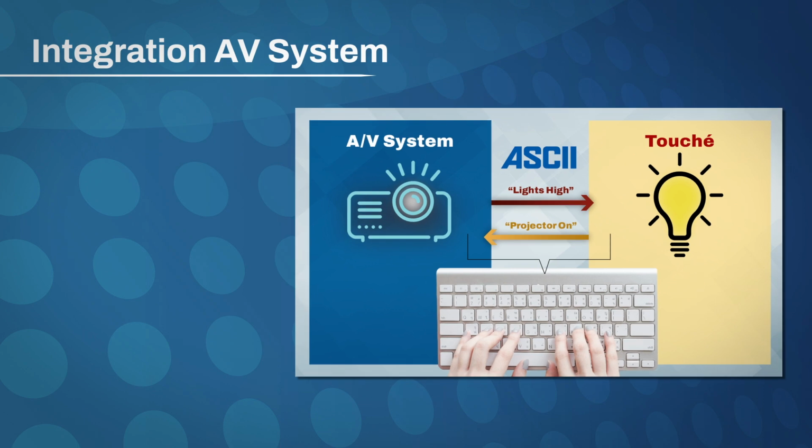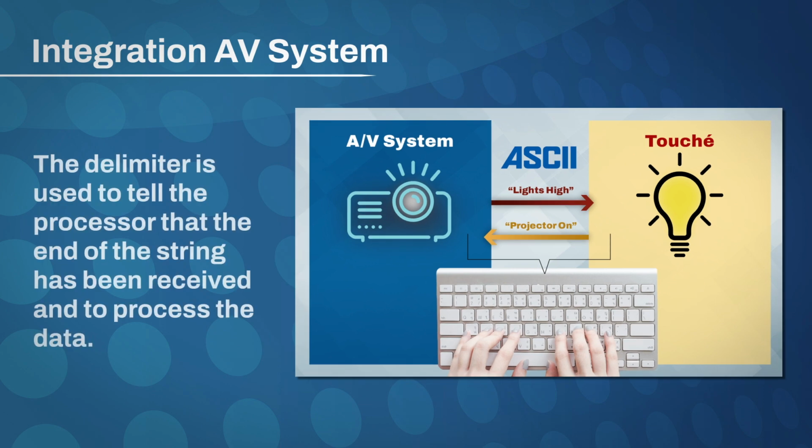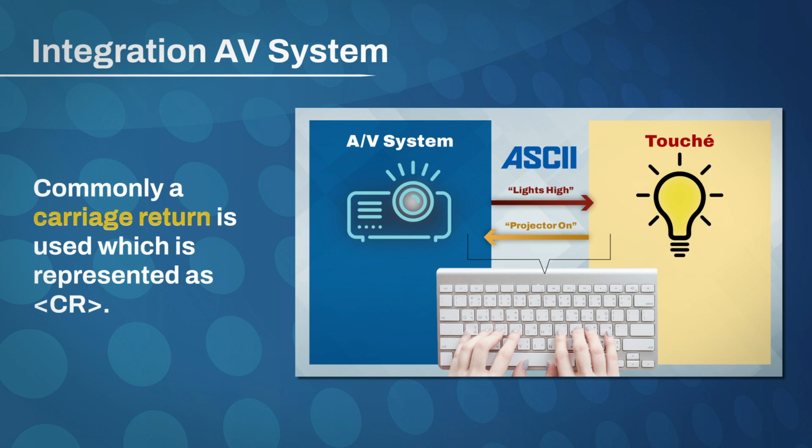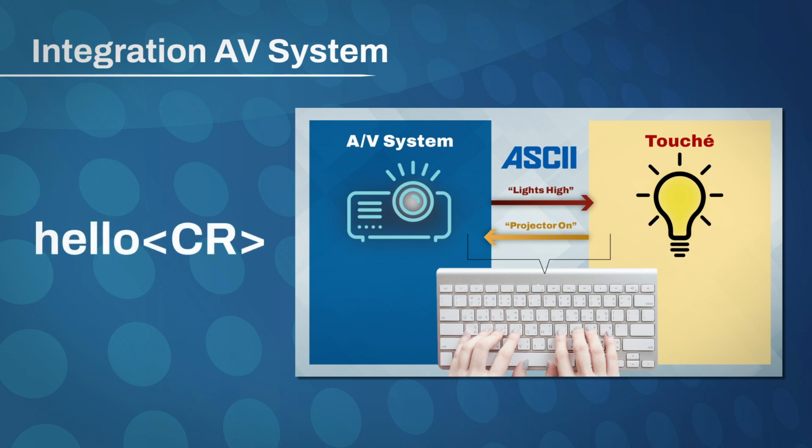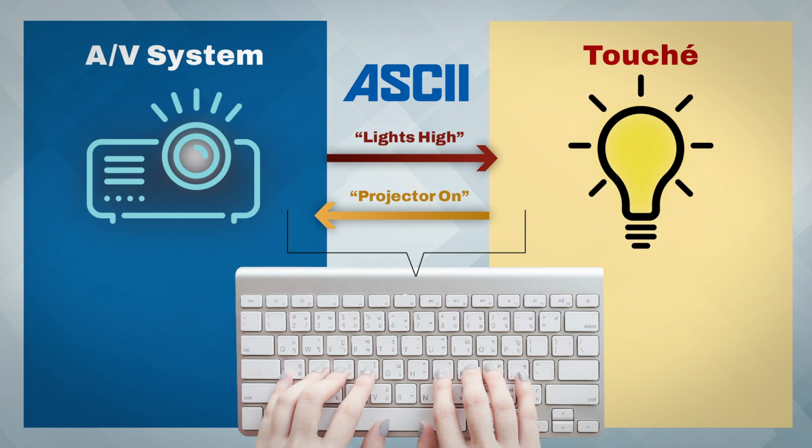Once the strings are created, they need to have a delimiter. The delimiter is used to tell the processor that the end of the string has been received and to process the data. Commonly, a carriage return is used, which is represented as the following. Adding the carriage return to our previous example would give us the word hello carriage return. This means that the receiving device would process the word hello.